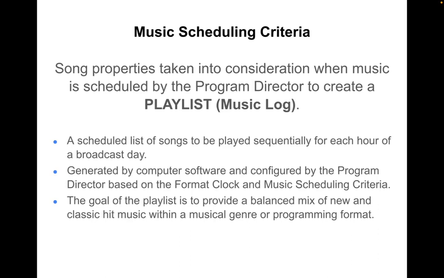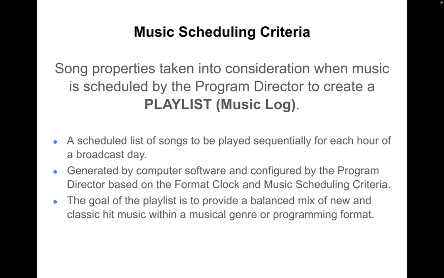At this point, the music has been approved for airplay, the song's information has been noted, and now we're ready to create a schedule. This music log is a scheduled playlist of music to be aired consecutively for each hour. The music schedule is generated by computer software that is configured by the program director based on the format clock and scheduling criteria we'll cover next.